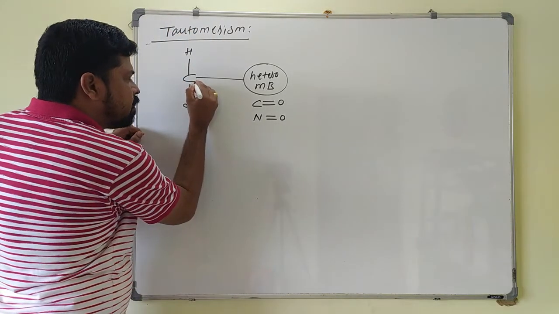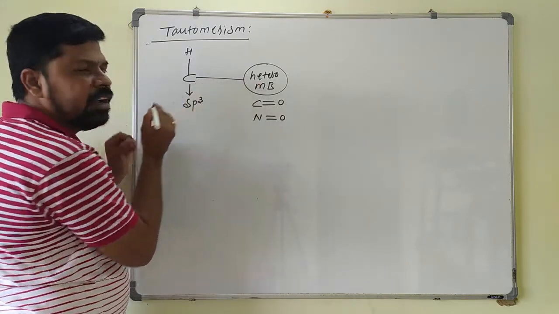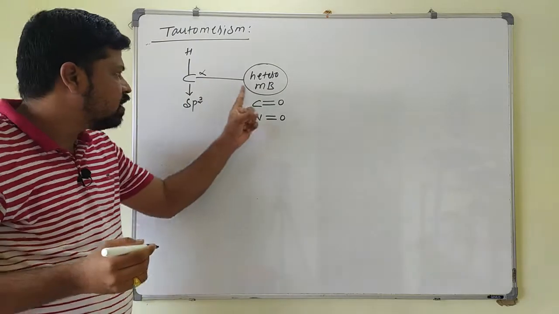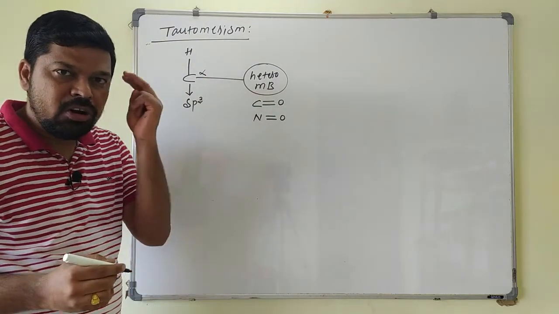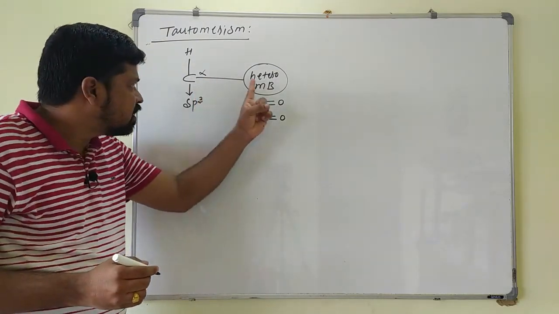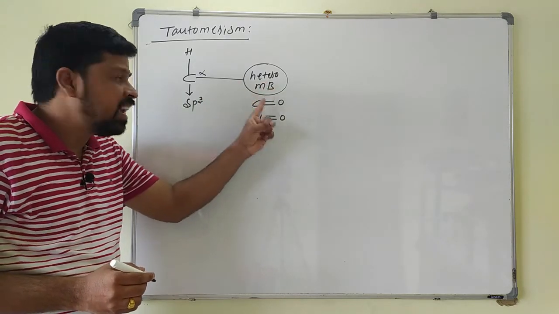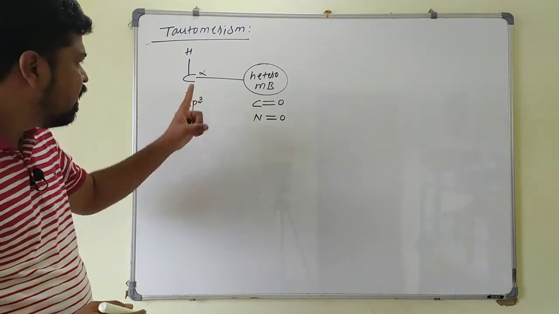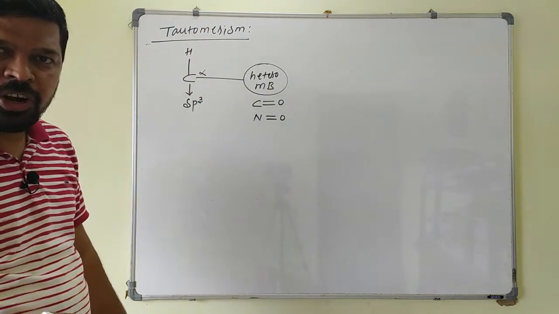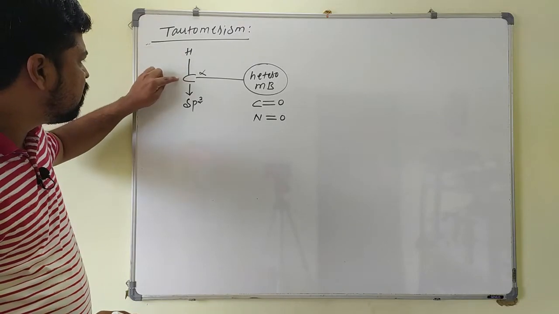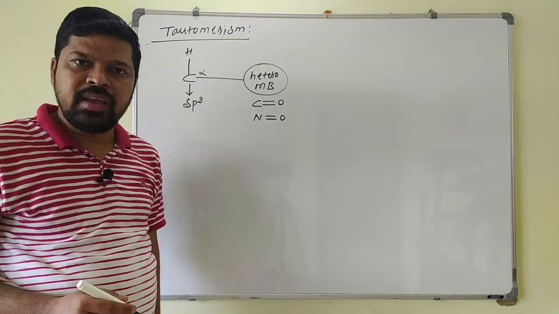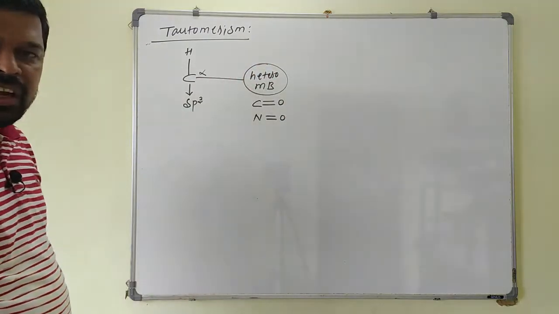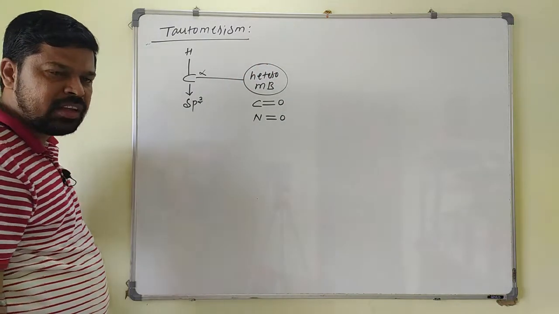The sp3 carbon atom next to the hetero-multiple bond is called the alpha carbon atom with respect to the hetero-multiple bond. Always keep in mind, the carbon which is connected to the hetero-multiple bond is taken as the alpha carbon atom. This must have at least one hydrogen atom. In that case, the compound will show tautomerism. The hydrogen present on this carbon atom is obviously the alpha hydrogen atom. If this condition is satisfied, you can observe tautomerism in the given compound.